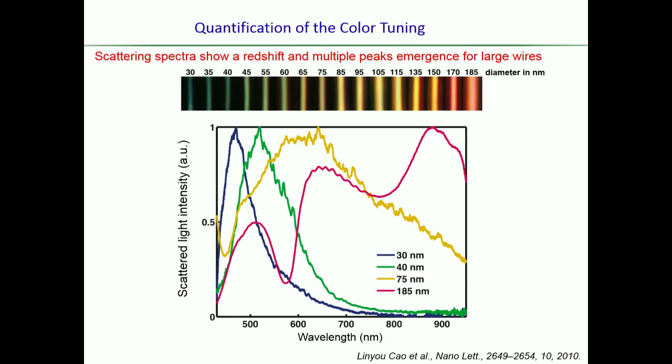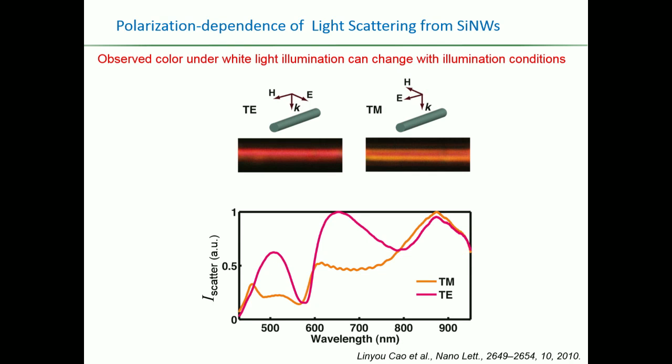If I now tune the size of the wires, then I can tune the color all across the visible, and I can take spectra again as a function of wavelength, and you can see that small wires tend to have resonances, strong absorption and scattering in the blue part of the spectrum, and as I go bigger and bigger, I can move the resonances to the red of the spectrum, and also for the very big ones, I can see multiple peaks occur. So where do these come from?